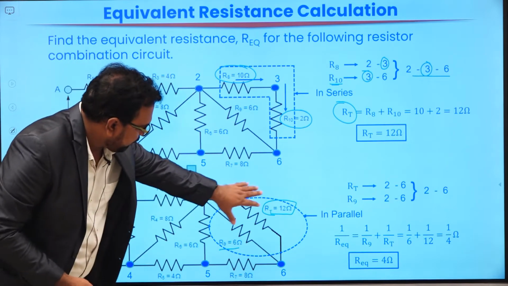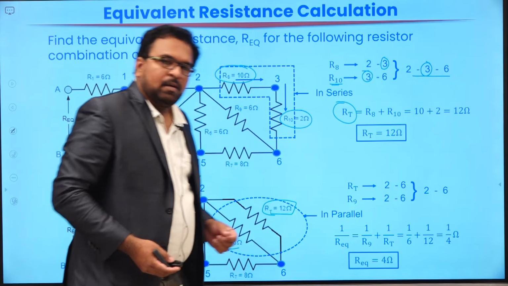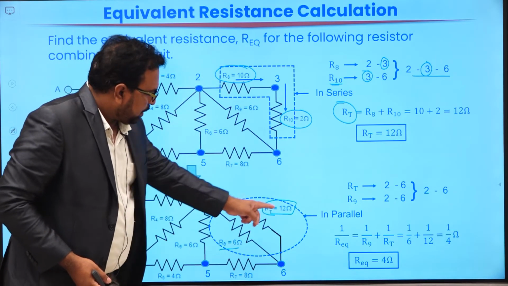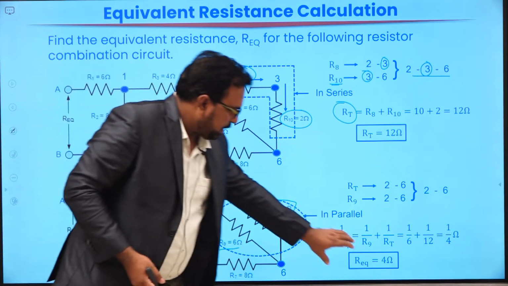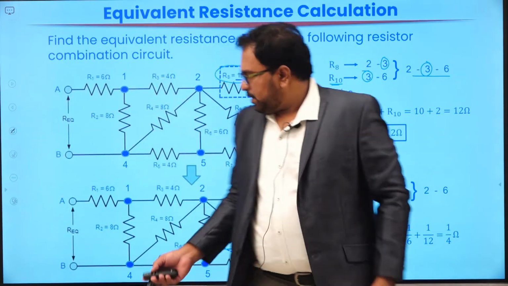Now we can remove these two resistors, R9 and RT, and we can place R equivalent. So we can remove the 6 ohm and 12 ohm resistors, and instead of these two resistors, we can place a single resistor of value 4 ohms, like this.